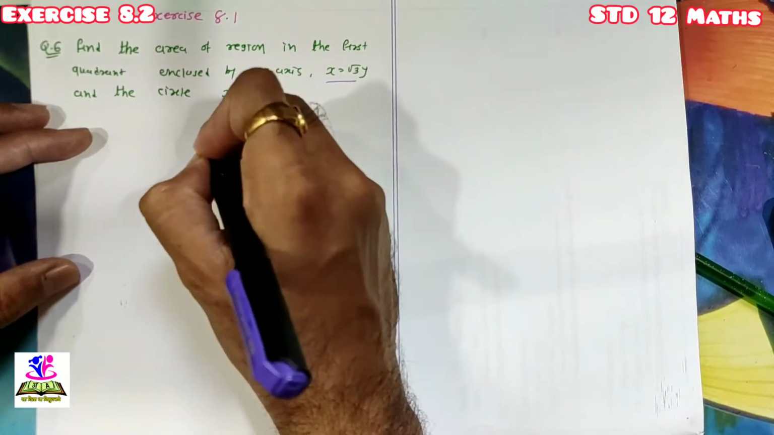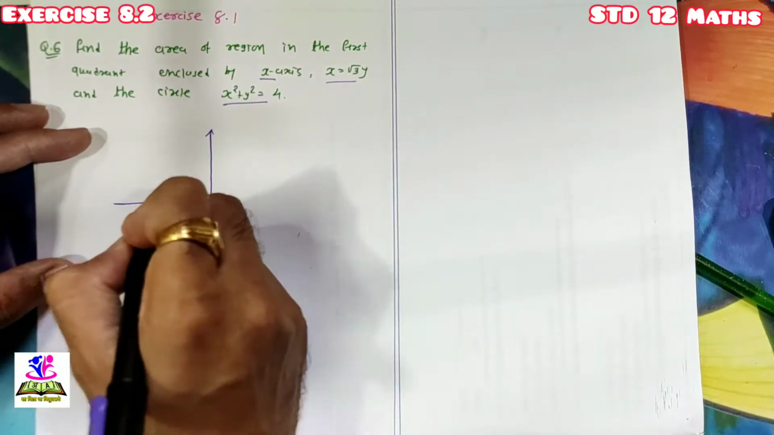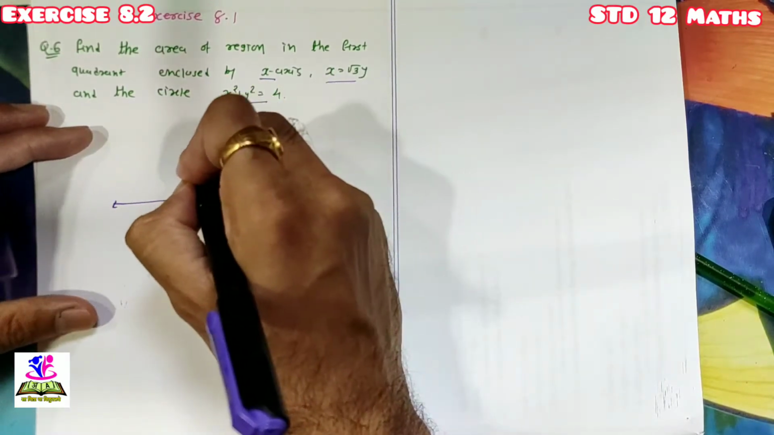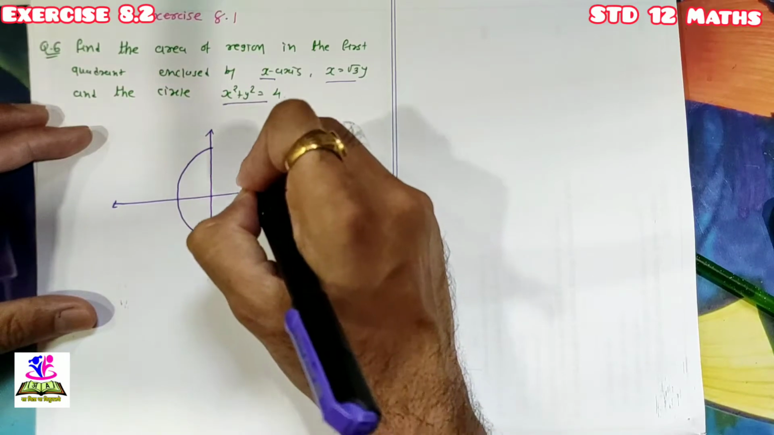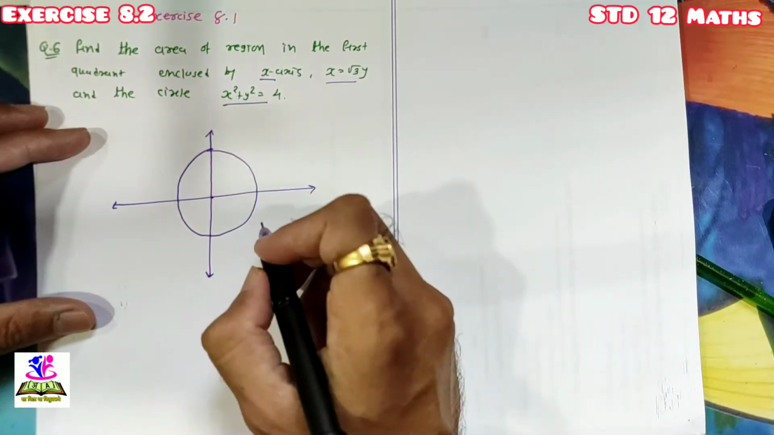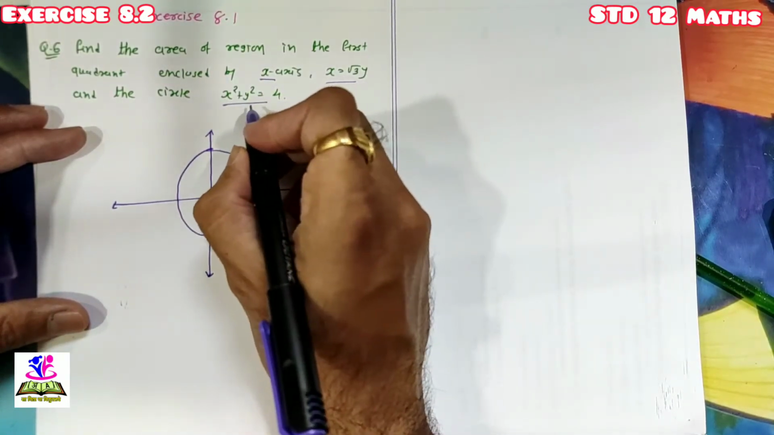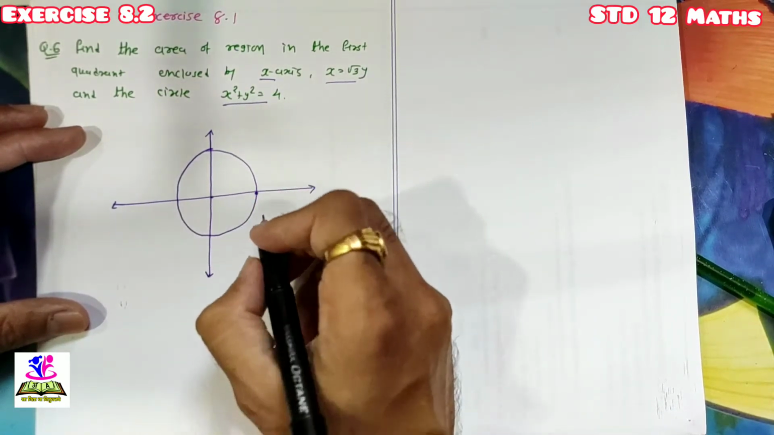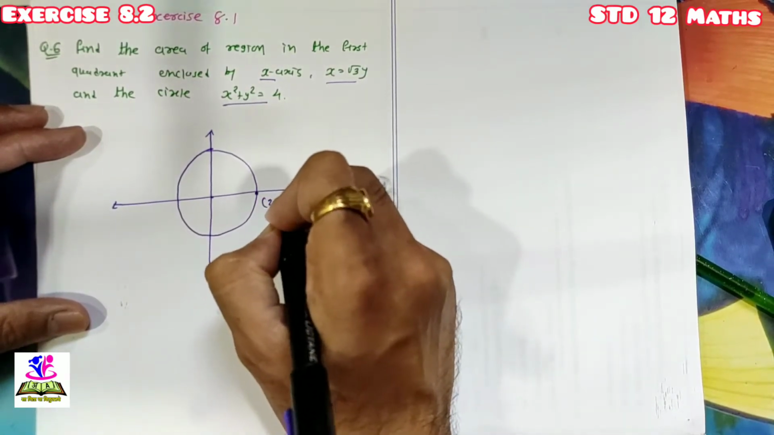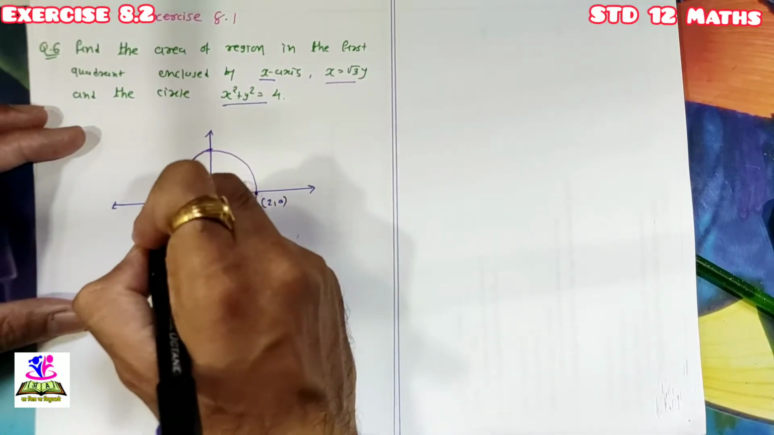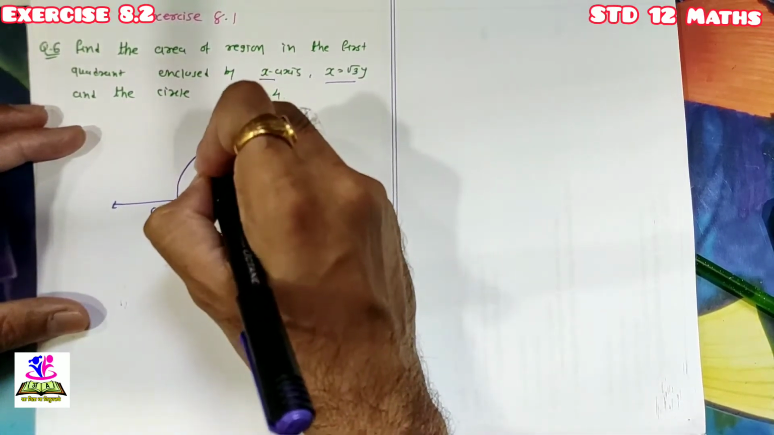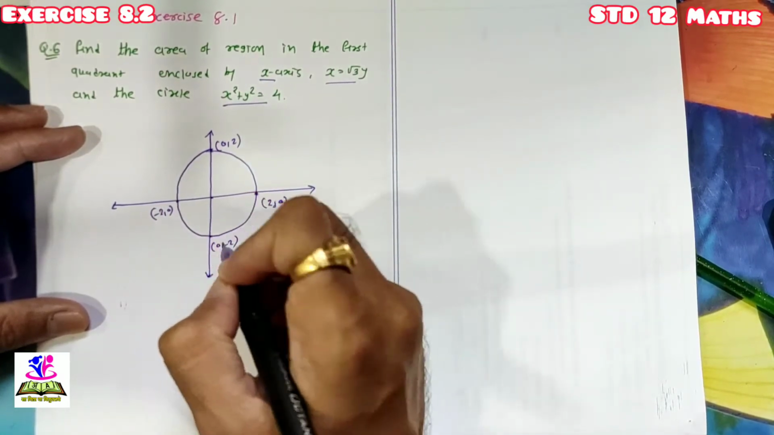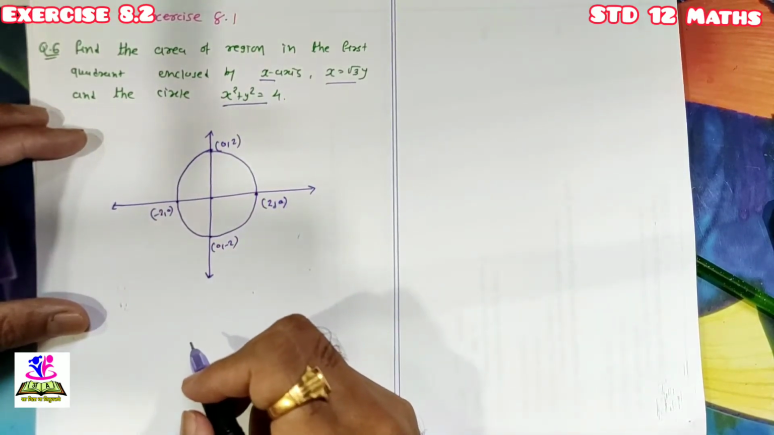So here circle is x square plus y square equal to 4. That means circle with center 0 and radius 2 is given. This is the equation of circle with center at origin and radius is 2, x square plus y square equal to 2 square. So radius of the circle is 2. And therefore, the coordinates of these points are 2, 0, minus 2, 0, 0, 2, and 0, minus 2. So this is our circle.